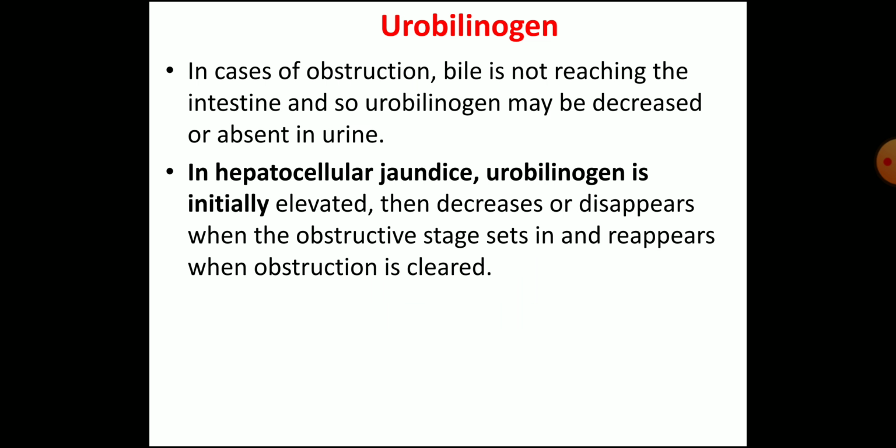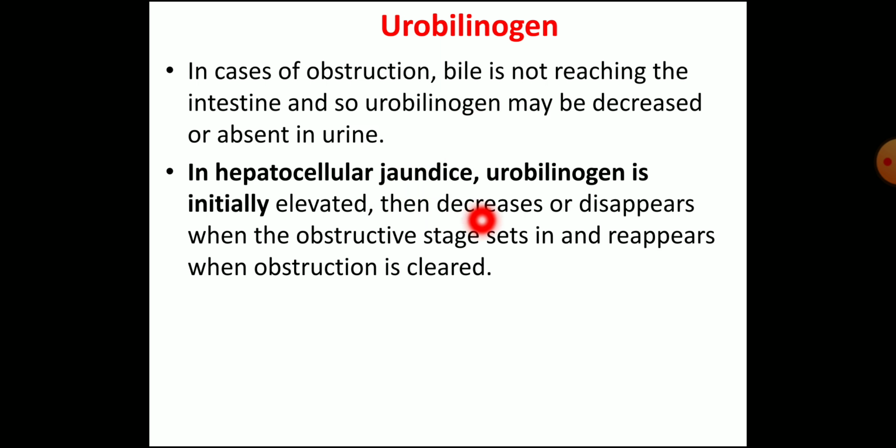Okay. Next, urobilinogen. In case of obstruction, bile is not reaching the intestine. In the types we have studied, there will be obstruction in the liver or extrahepatic obstruction. So the bile is not reaching the intestine, and so urobilinogen may be decreased or absent in the urine. So there won't be any production of urobilinogen. So there won't be urobilinogen in the urine in the obstructive jaundice.